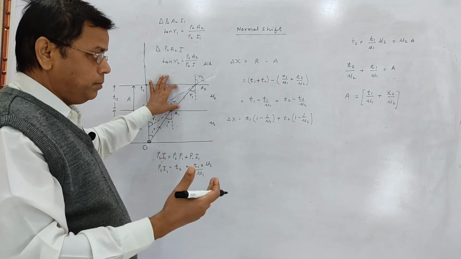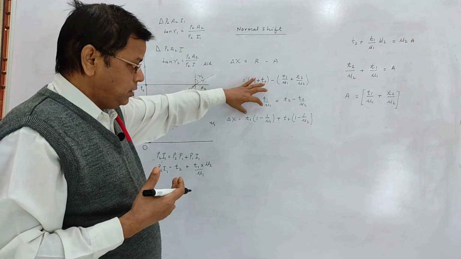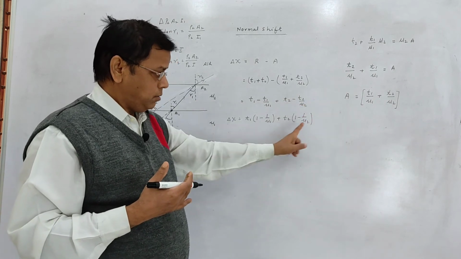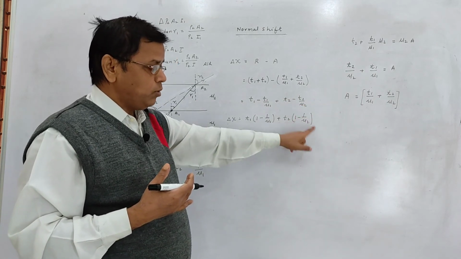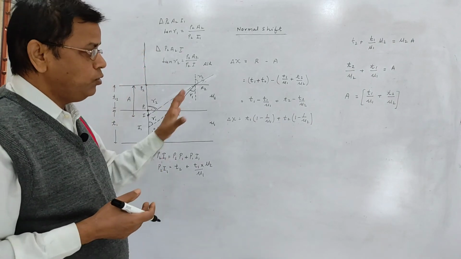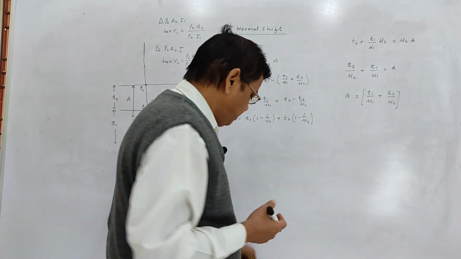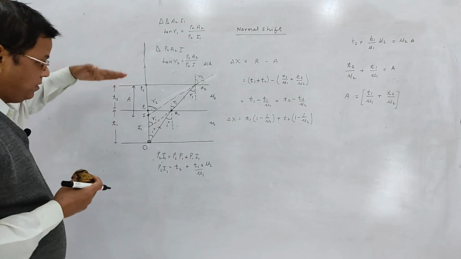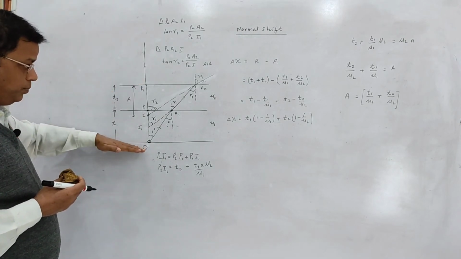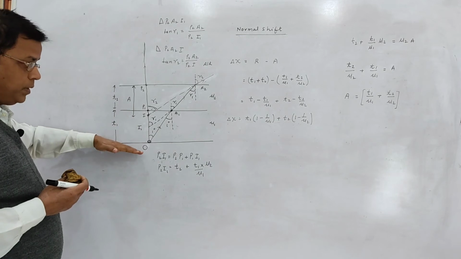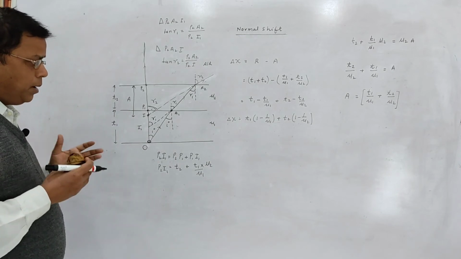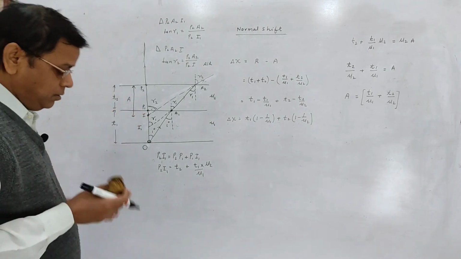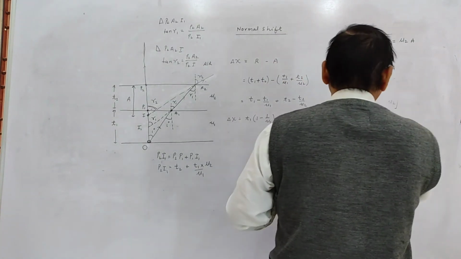So if there are 3 slabs, then the total shift will be T1 into 1 minus 1 upon mu1 plus T2 into 1 minus 1 upon mu2 plus T3 into 1 minus 1 upon mu3, and so on. So that is how you are going to find the apparent shift. What is equivalent? Suppose I have a single slab whose thickness is T1 plus T2, whose refractive index is mu, and that is producing the same amount of shift as produced by this. Then what should be the refractive index of that single slab?